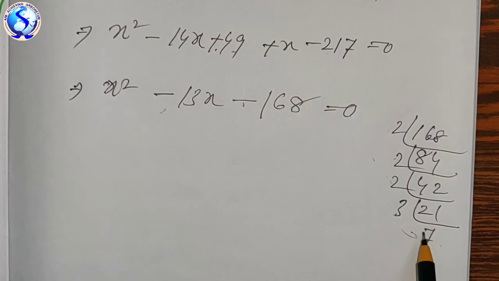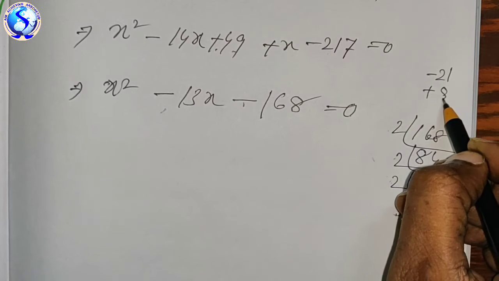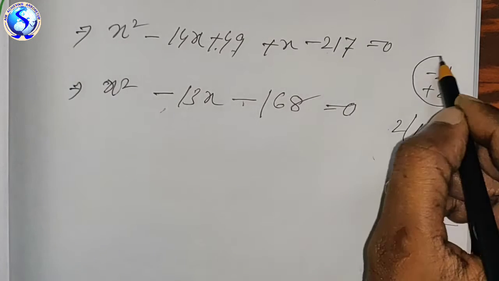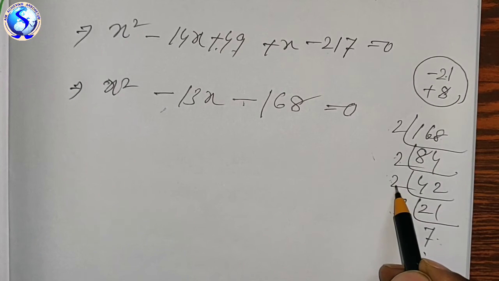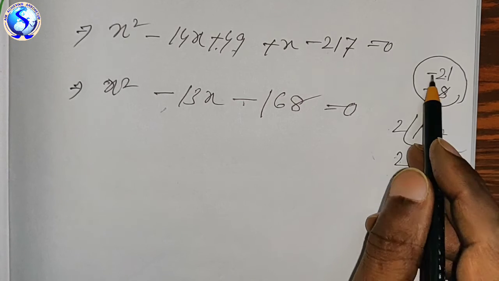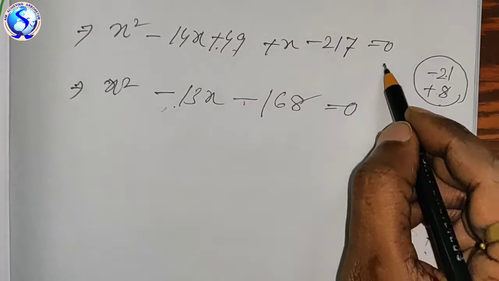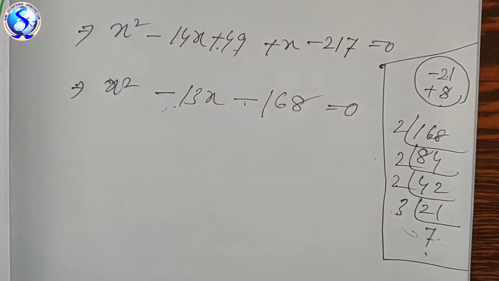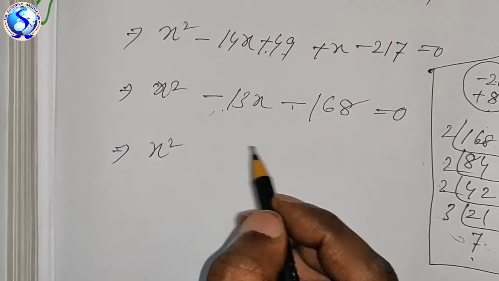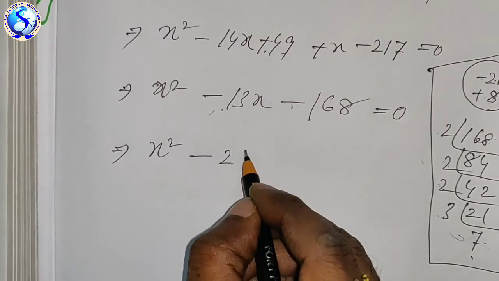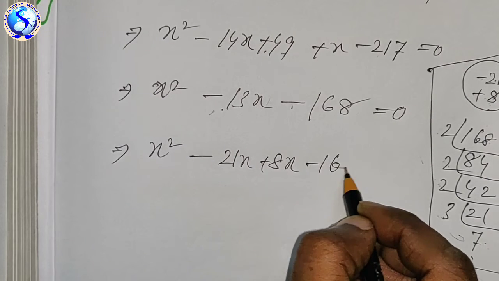How to expand? You see minus 21 and plus 8. It will be how much? 3 7s are 21, minus 21, and 2 4s are 8, plus 8. Minus 21 plus 8 will give you minus 13, and if you multiply, you will get minus 168. This is the rough work I have done on the side. I am writing here x square, middle term breaking, minus 21x plus 8x minus 168 equal to 0.